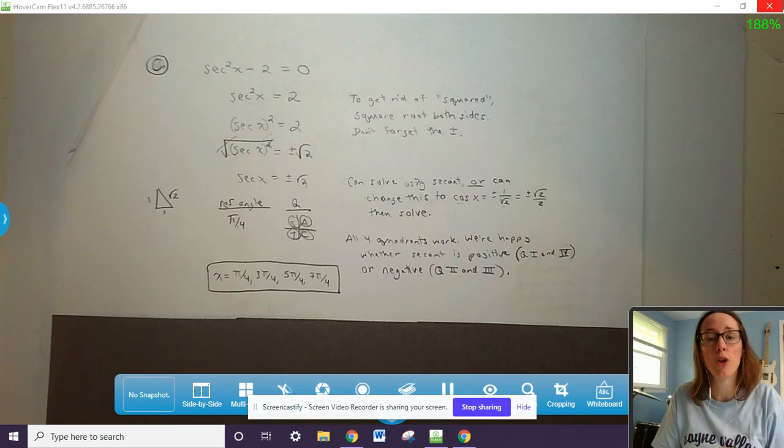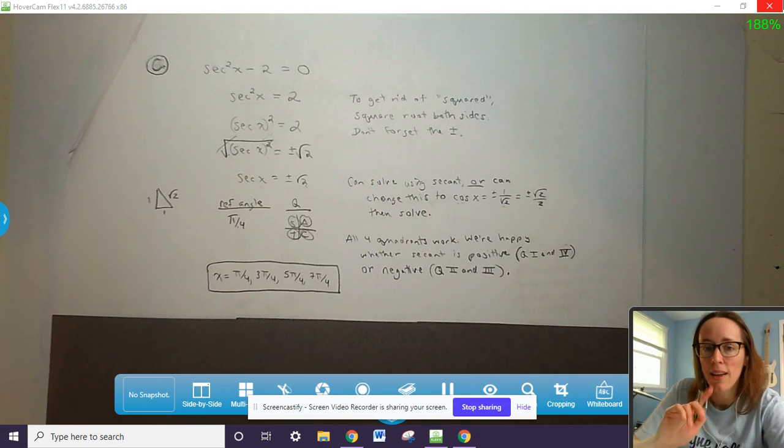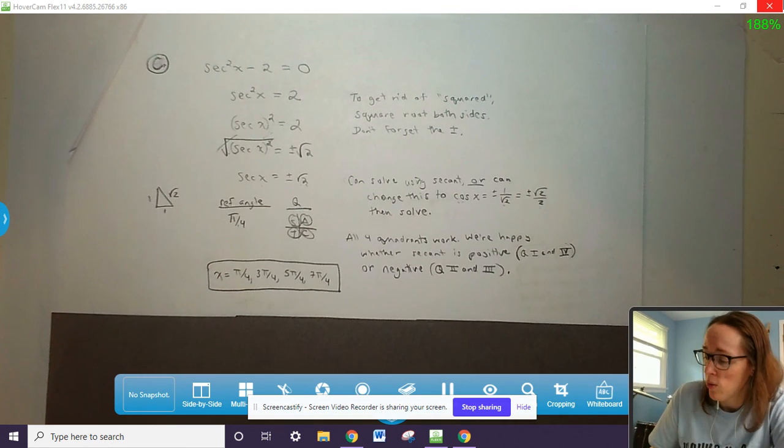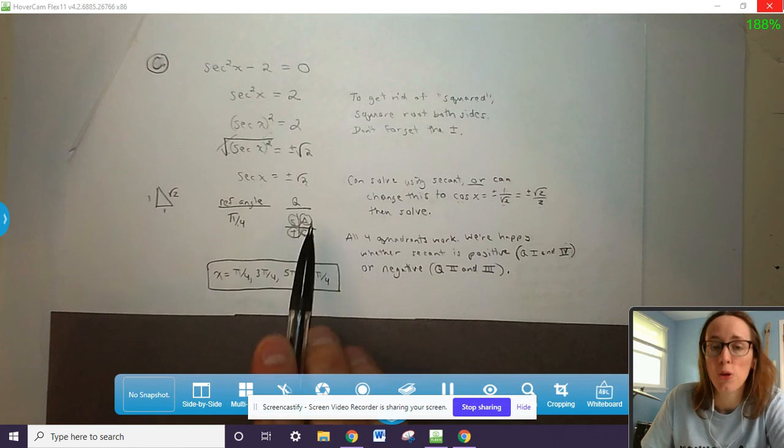If you're working on a problem with cotangent, you can use the reciprocal and do tangent instead. Okay, so that's the reference angle. Now we have 4 answers because we've used all 4 quadrants here.